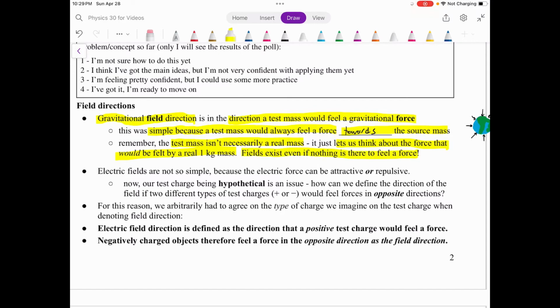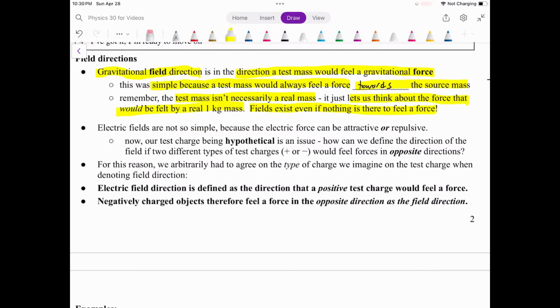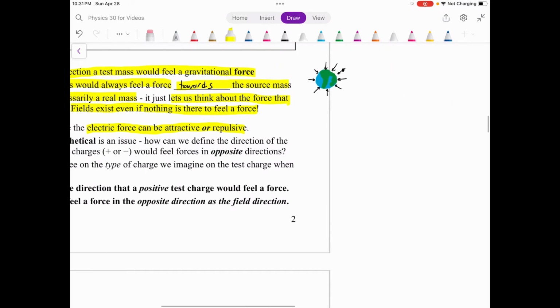Now, this is the reason that electric fields are not quite so simple. It's because, again, we know that the electric force can be attractive or repulsive, depending on what type of charges are involved. That was never the case with gravity. There's no type of mass that can repel other mass. It always attracts. Gravity pulls things together. It never pushes them apart.